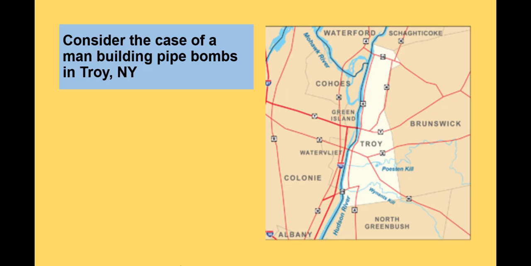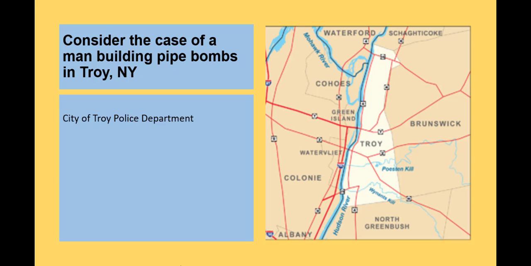So when we have a case, let's say a man in Troy is suspected of building pipe bombs in his house. Very serious crime, right? He has all the materials to make pipe bombs. Maybe he's even threatened some people and says, I'm going to blow up your house, right? So who's going to investigate that? The man lives in Troy, New York. Well, we know it's going to be the City of Troy Police Department because he lives in the City of Troy. So obviously that police department's going to be involved in that case.